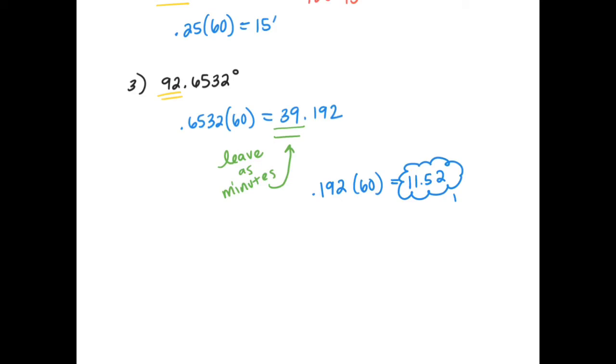Now, even though this is another decimal, seconds is as small as we get. So we need to take the 11.52 and round it. This time it would round up to 12. So we're going to take all of those pieces to make it one unit. 92 degrees, 39 minutes, 12 seconds.